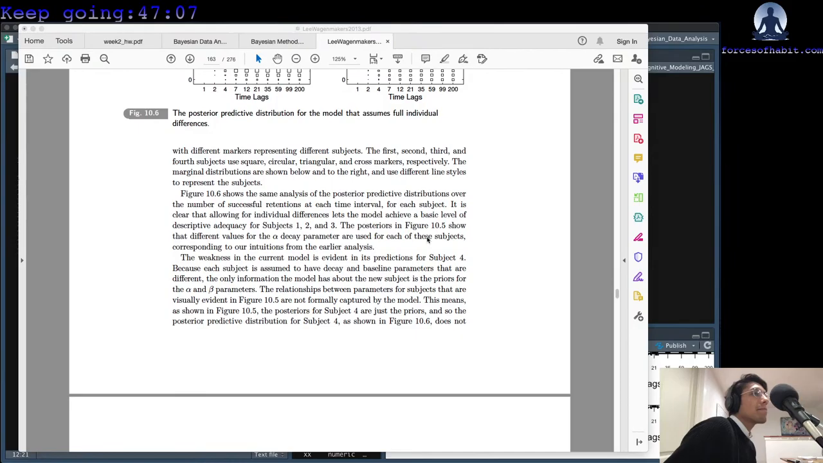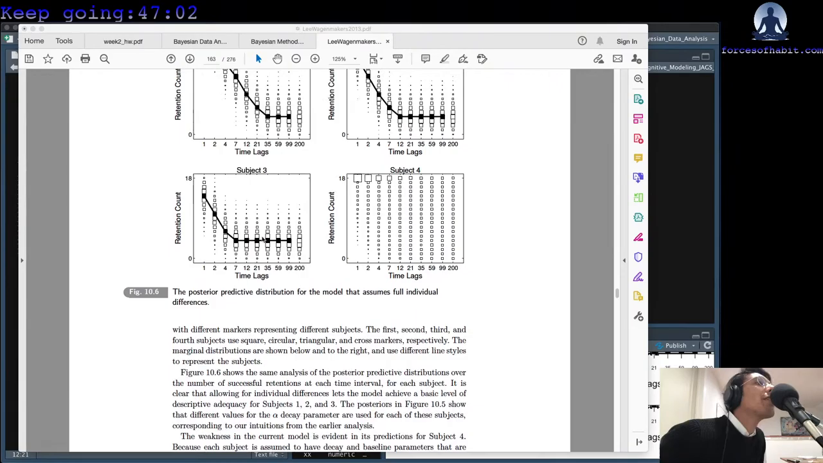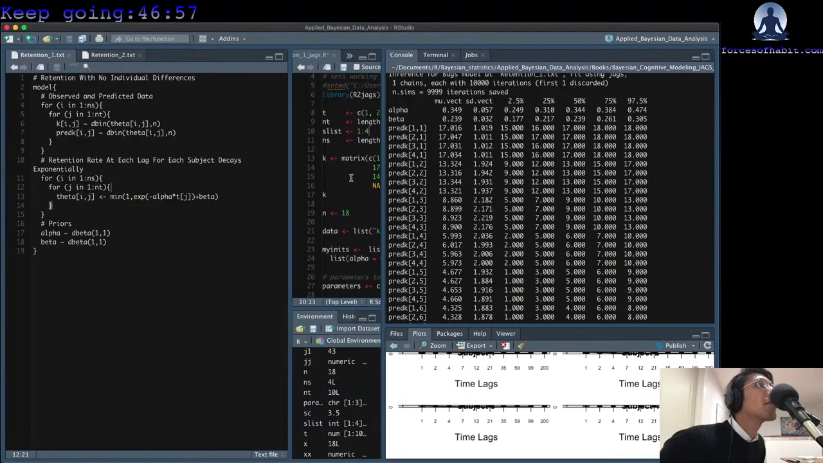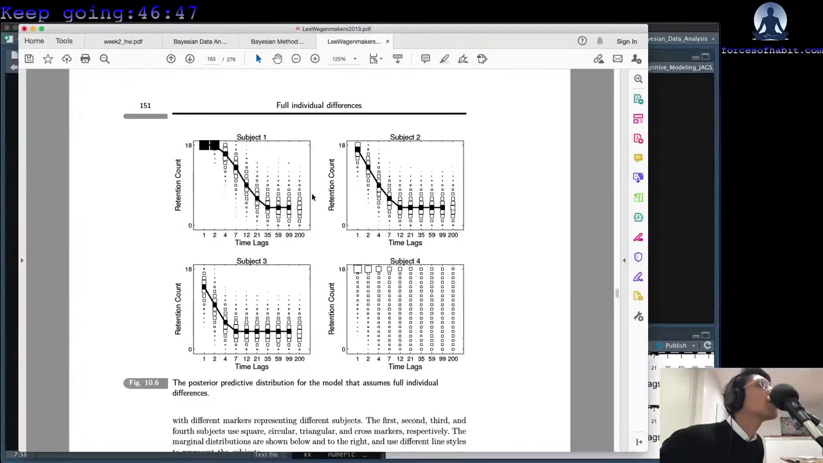Now we have different decay rates across subjects, which is great. Clearly shown here. Different decay rate for each subject. So now we can predict at a given time point what is going to be the retention count, with 18 being the maximum.